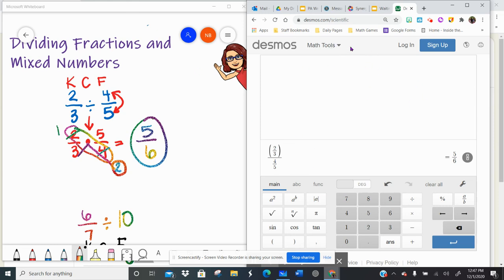So using the calculator from Google will help you kind of check to make sure your answer is correct.